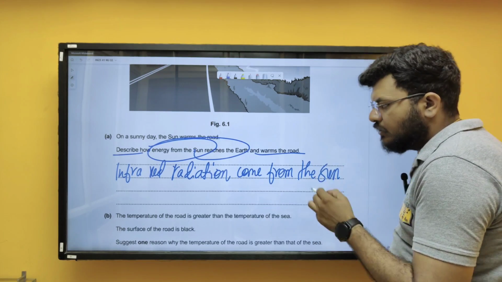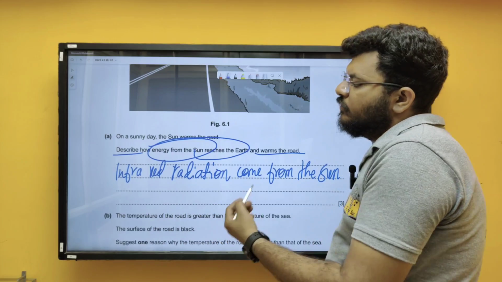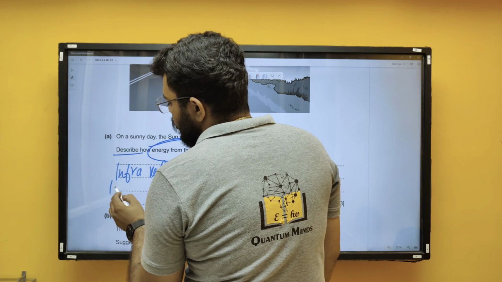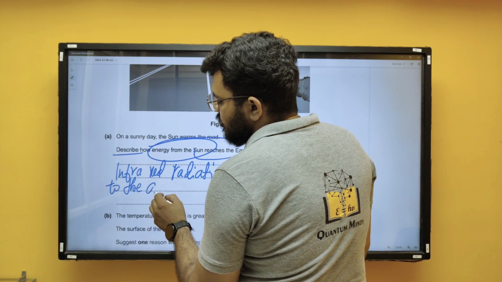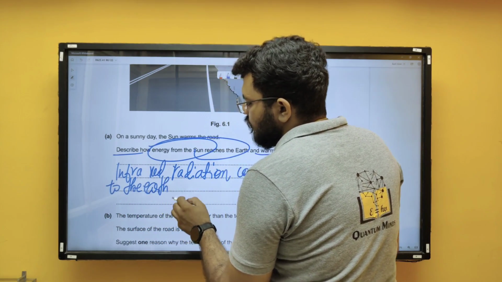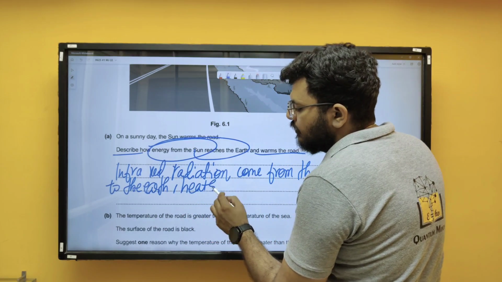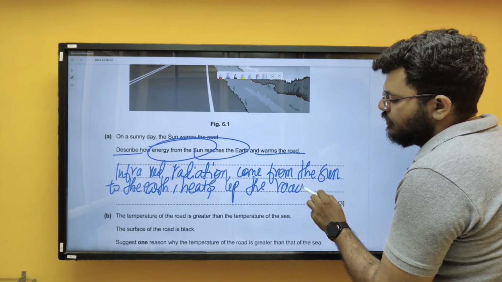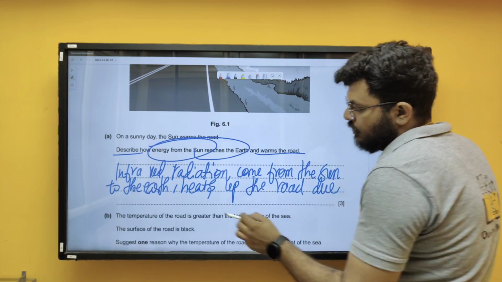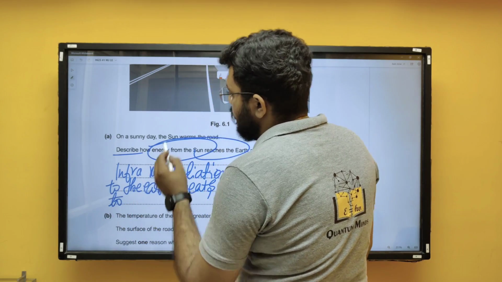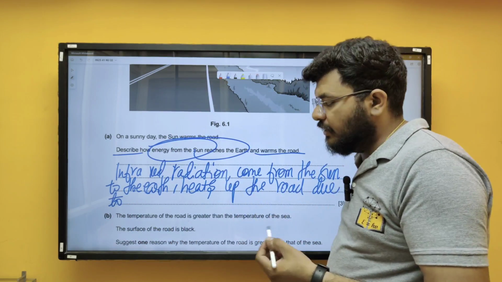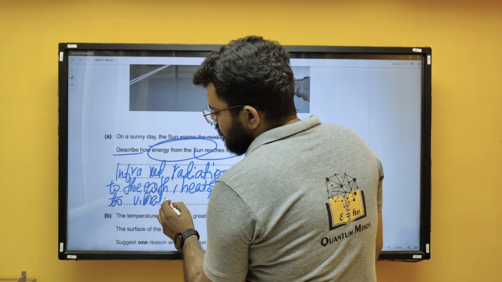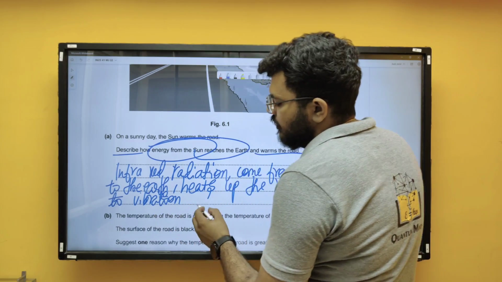So it's radiation, I don't need to write there is radiation taking place, but if you write infrared waves, you have to write radiation takes place from the sun to the earth, heats up the road, due to, road is made of asphalt, right? Due to vibration, and it's solid, right? Asphalt is solid.